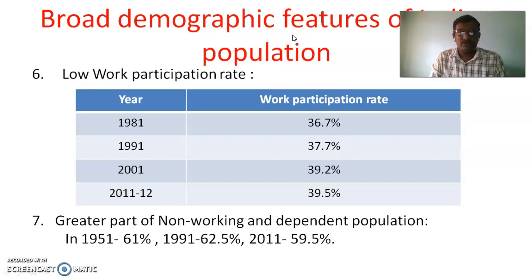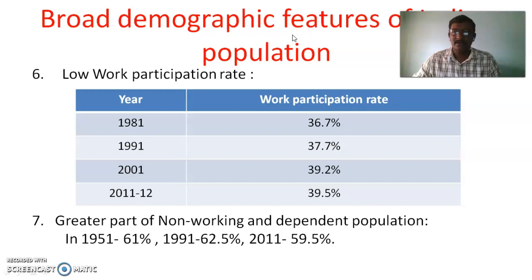One more important demographic feature of the Indian population is the low work participation rate. In India, we have data related to the work participation rate. In 1981, it was 36.7% of the total population, and in 1991 it rose to 37.7%. Again in 2001, it rose to 39.2%, and in 2011-12 it rose to 39.5%.